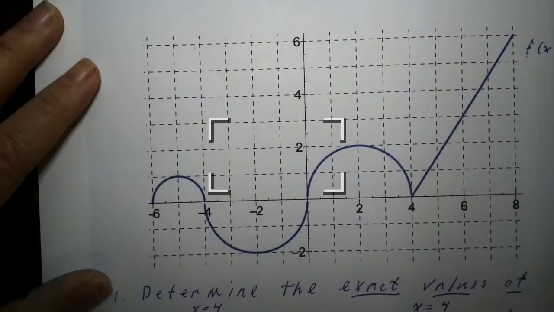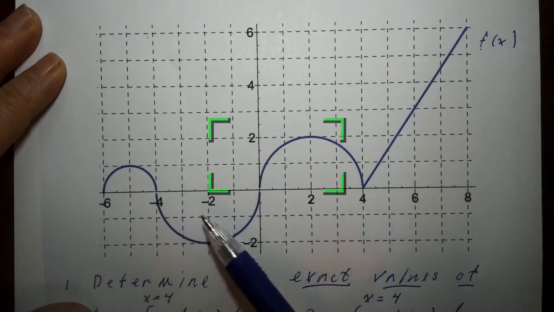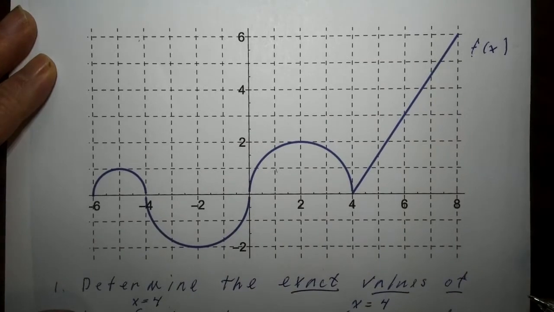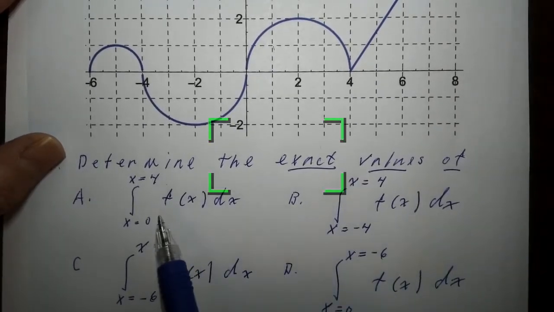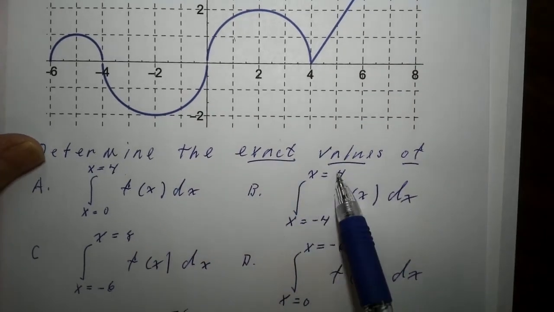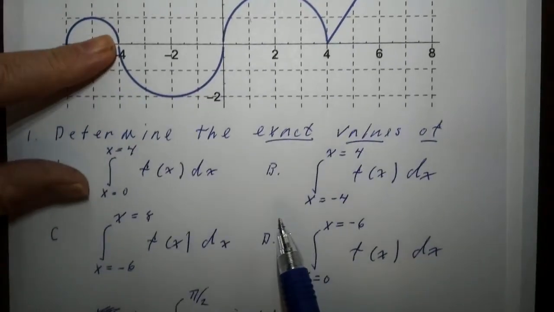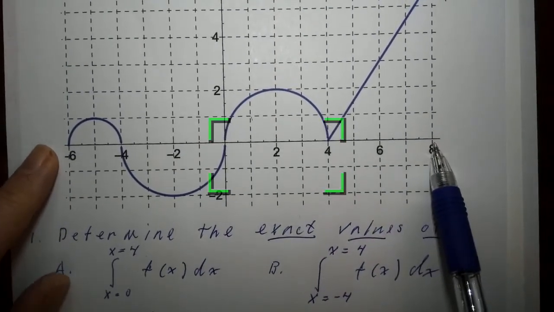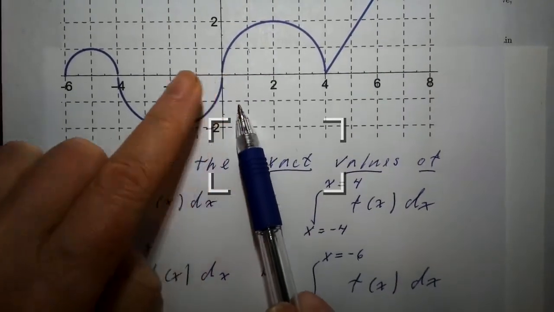Here are some examples I'd like for you to do in preparation for class. I have a piecewise defined function like this. It consists of 3 semicircular arcs followed by a linear segment. I would like for you to find the exact values of the following: the integral from 0 to 4 of f of x dx, the integral from minus 4 to 4 of f of x dx, the integral from minus 6 to 8 of f of x dx, and the integral from 0 to negative 6 of f of x dx.